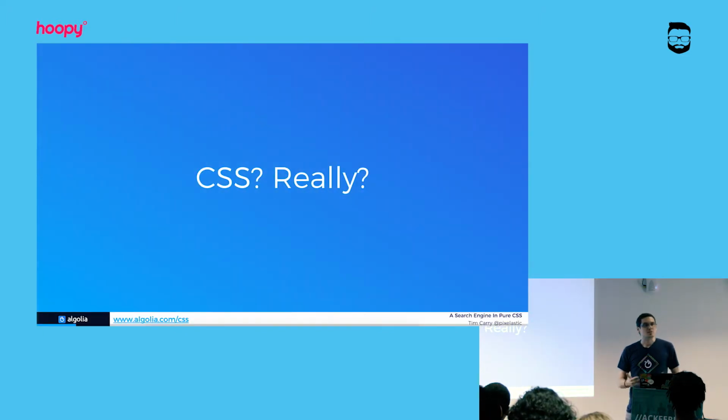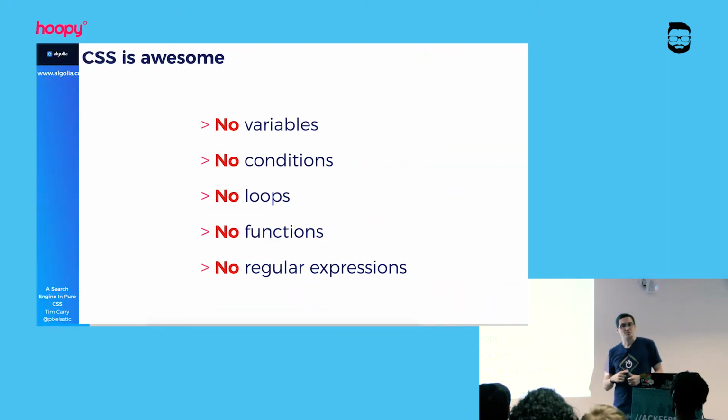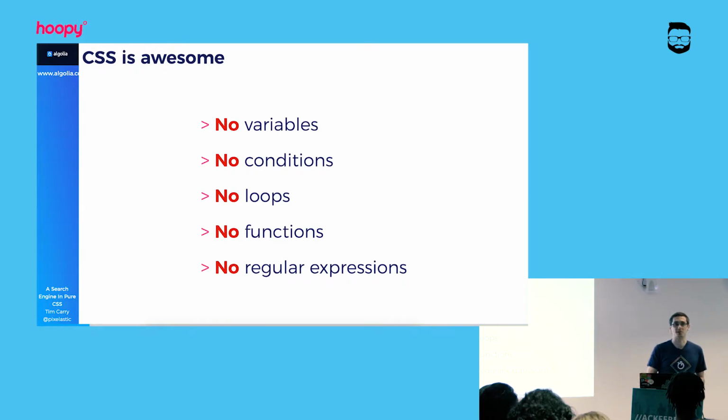And I know I've been telling you it's just CSS, but really, can you do something as complex as a search engine with a language as simple as CSS? You should not underestimate CSS. CSS is an awesome language that has no variables, no functions, no conditions, no loops, no regular expressions. Well, it has none of the features you would expect from any other programming language. But the thing is, you should not focus on what CSS cannot do. You have to understand what CSS is good at and really focus on its strengths.